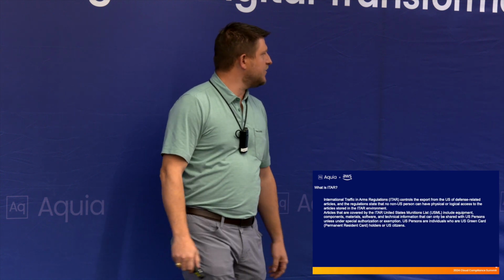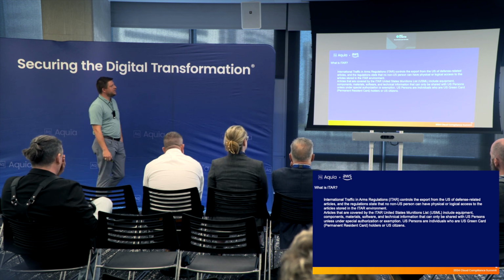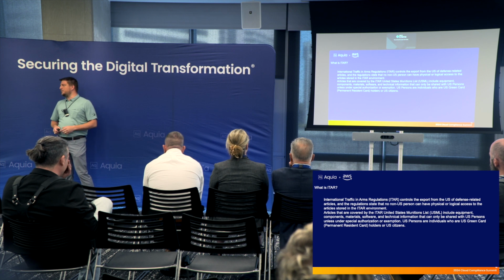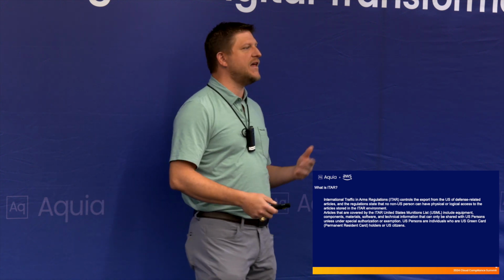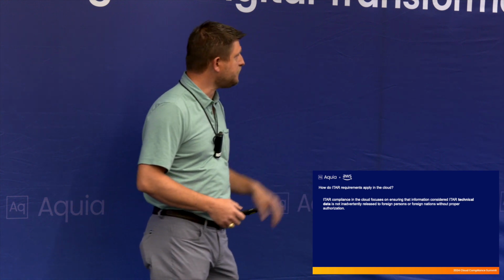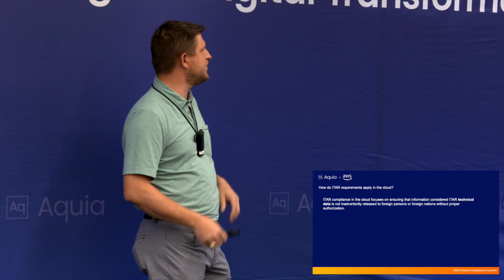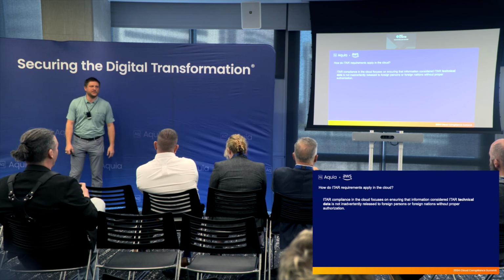All right, so we talked about this earlier, ITAR, International Traffic in Arms Regulation. And so this is really just what are things that are on the US Munitions List? Like what are things that are protected? And so more important than what is ITAR is what does that mean for compliance in the cloud, right? What applies in the cloud? So ITAR compliance in the cloud focuses on ensuring that information considered ITAR technical data is not inadvertently released to foreign persons or foreign nations without proper authorization.